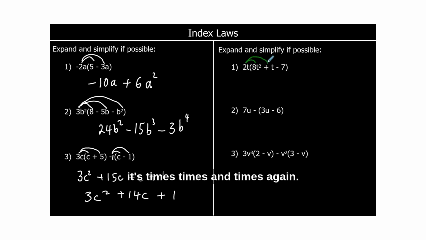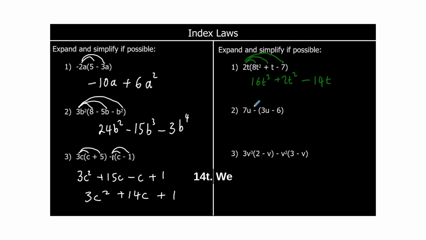So it's times, times, and times again. 2t times 8t squared is 16t cubed. 2t times t is 2t squared. And 2t times a negative 7 is negative 14t.